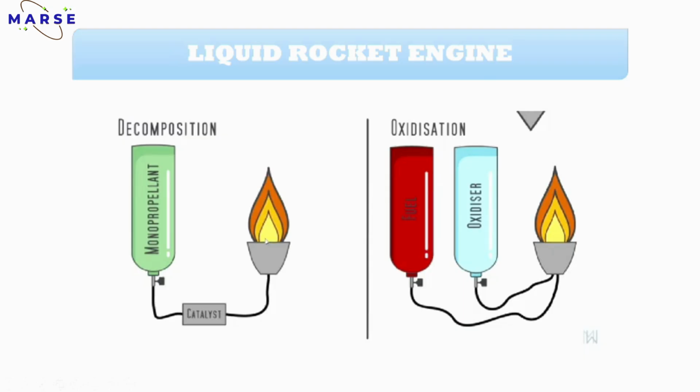Now the reaction part. What is a monopropellant? Mono means single, so only a single propellant is present there. The next one is the bipropellant, which means two parts will be there, a fuel part and an oxidizer part. As seen in the diagram, the first one has only one tank for the monopropellant, and the second one has two tanks, fuel and oxidizer.